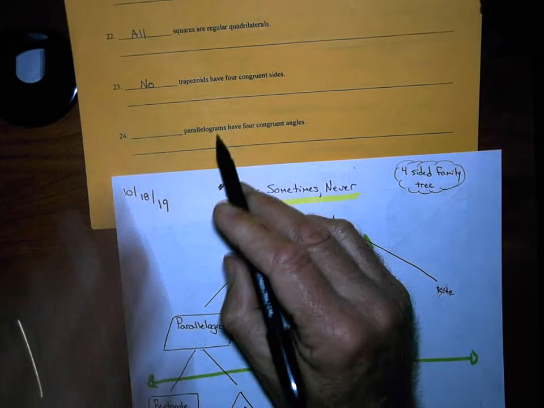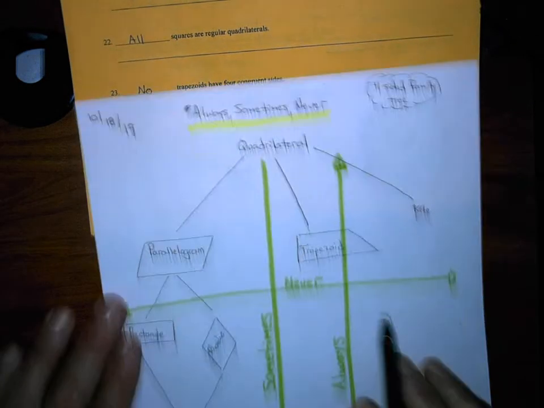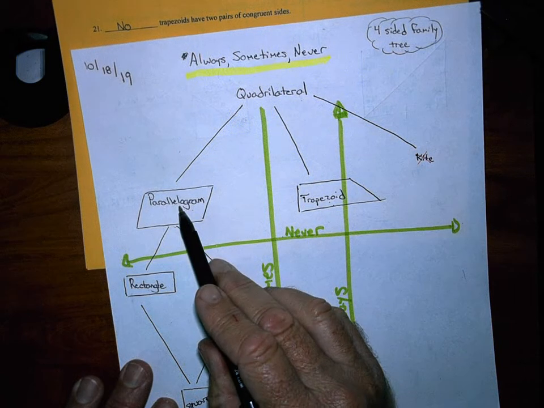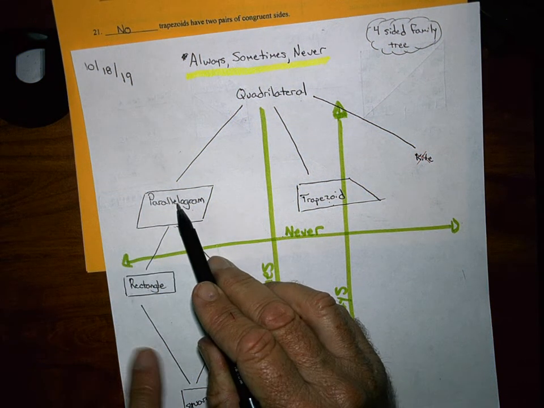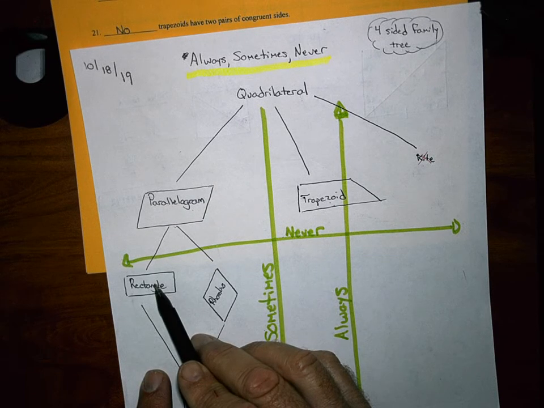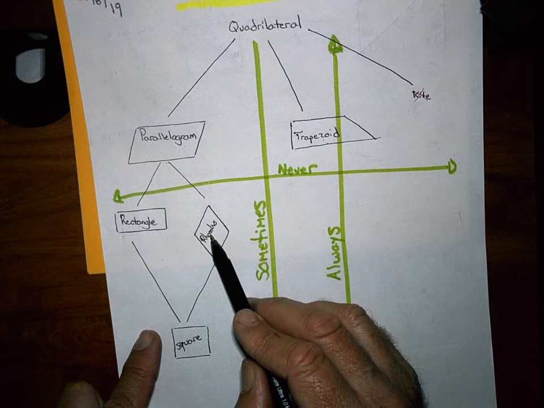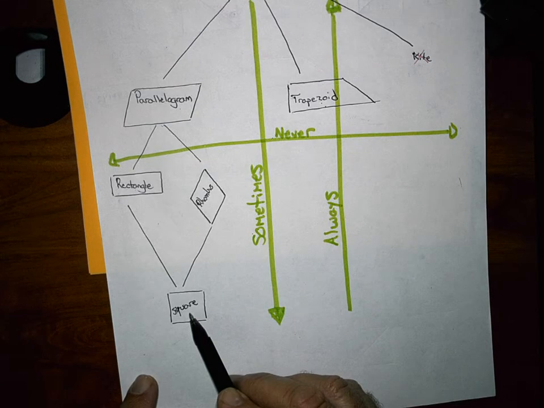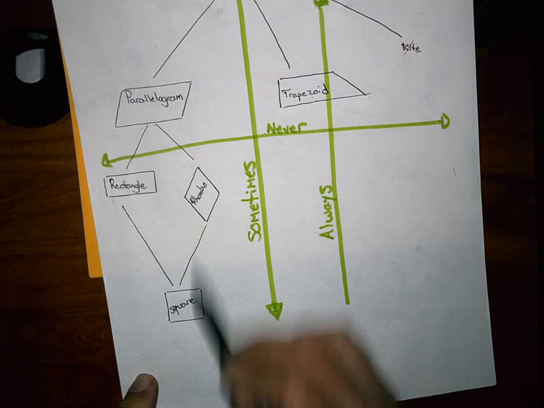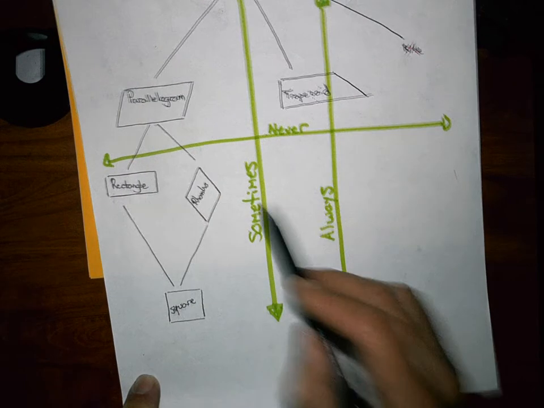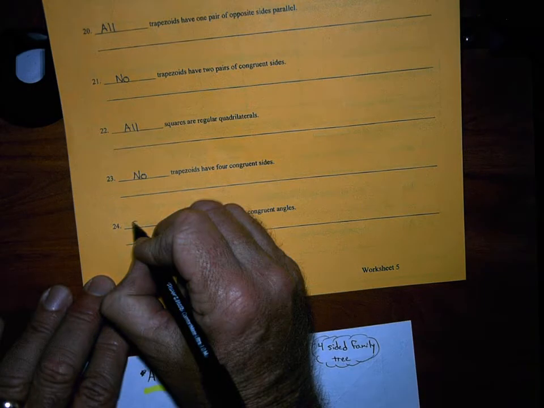24, parallelograms have 4 congruent angles. So let's start up here at parallelograms. 4 congruent angles, yes or no? No. Four congruent angles, yes or no? Yes. Four congruent angles in a rhombus, no. Four congruent angles in a square, yes. So we have no, yes, no, yes. Some yeses, some nos, meaning the answer is sometimes. Okay, there we go.